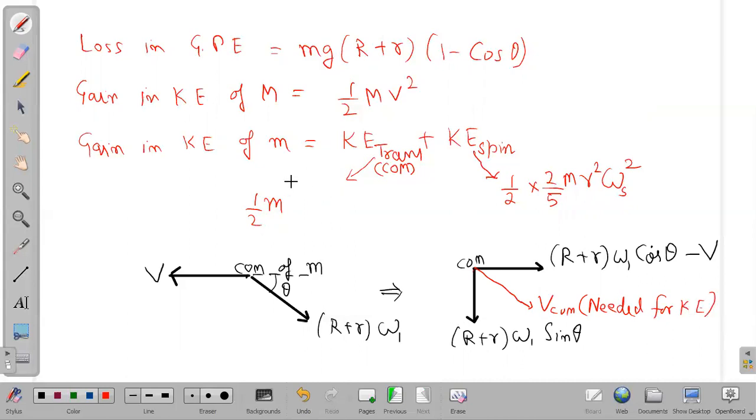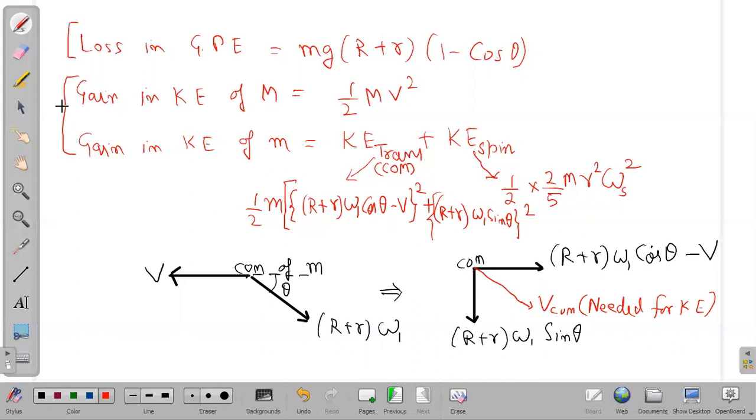So this is equal to half m into the square of the horizontal velocity, which is (R + r) ω1 cos θ minus V. This is the horizontal velocity, square of that, plus the square of this vertical velocity, and the vertical velocity is (R + r) ω1 sin θ, and square of this whole term. So this total kinetic energy, now these two are the gain of kinetic energy, and this is the loss of kinetic energy, and they should be equal. The loss of kinetic energy should be equal to the gain in kinetic energy.